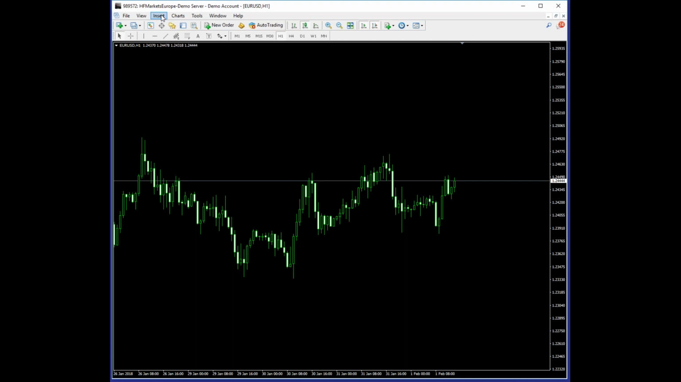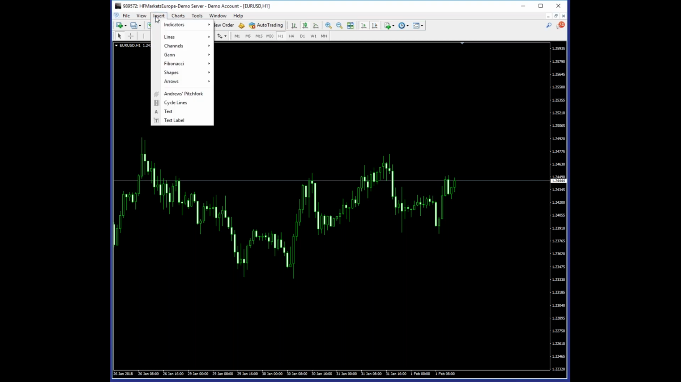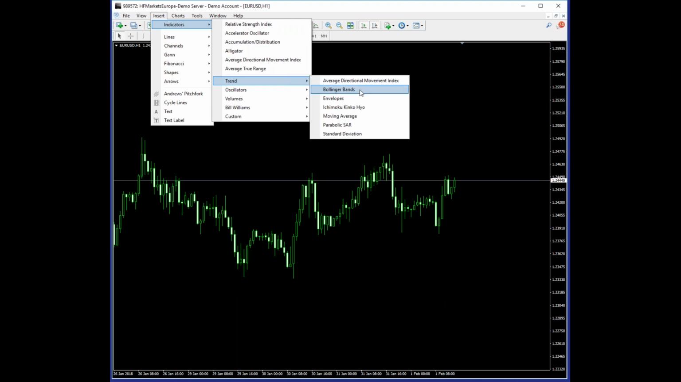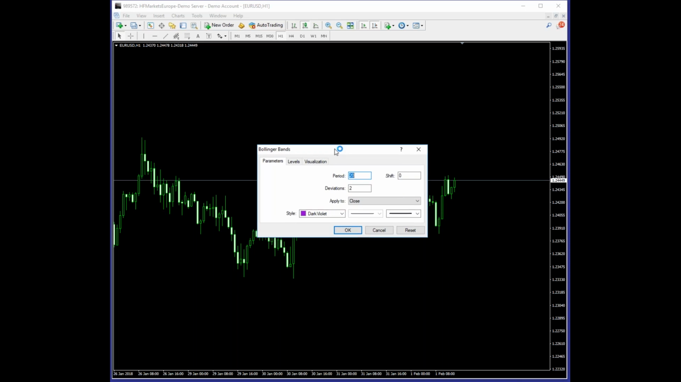For the ones who don't know how to add it, where to find it, you go to Insert at the top left, you go to Indicators, you find the Trend category, and the Bollinger Bands is the second from the top. Click on that, then a window pops up with the settings that you can determine that the Bollinger Bands should use. The very standard settings would be period of 20 and the deviation of 2. In some cases, you can also put it at 2.5.